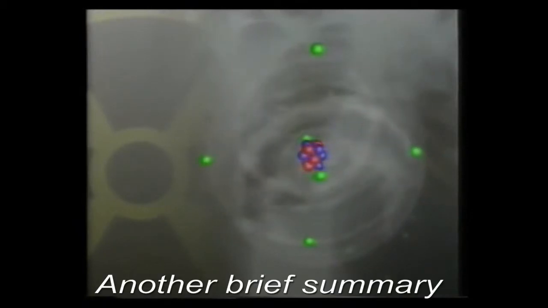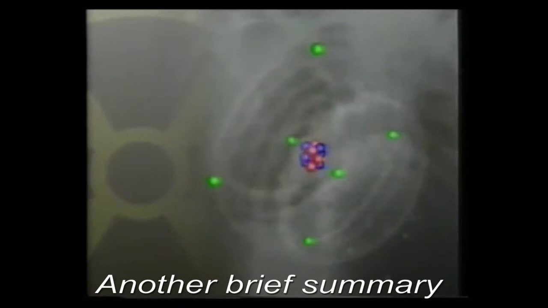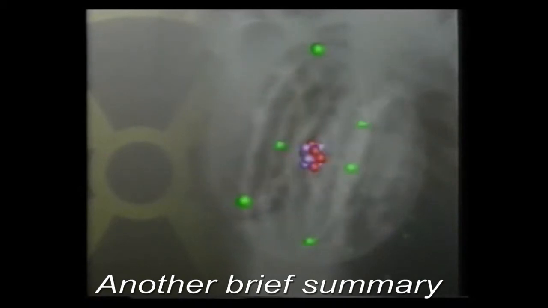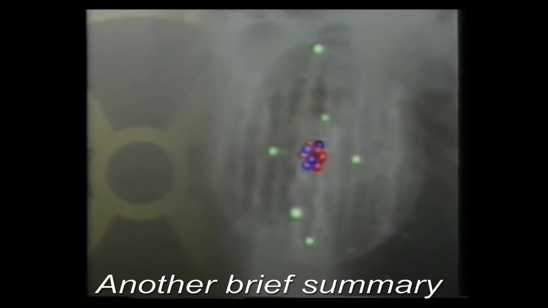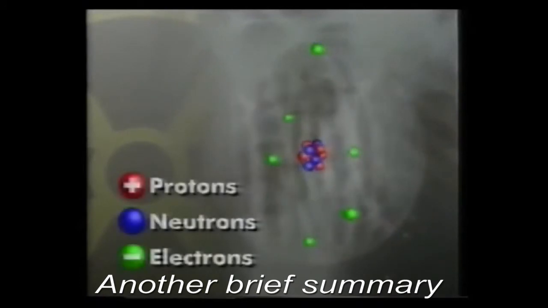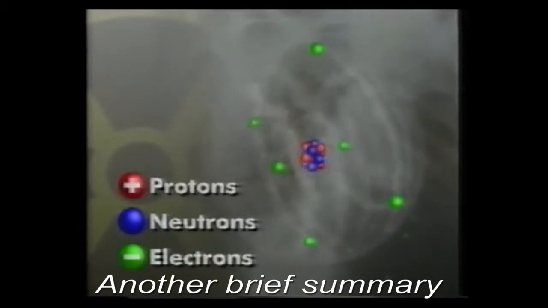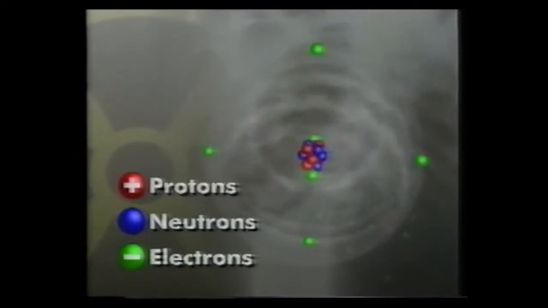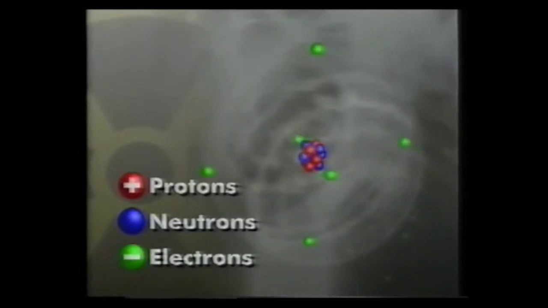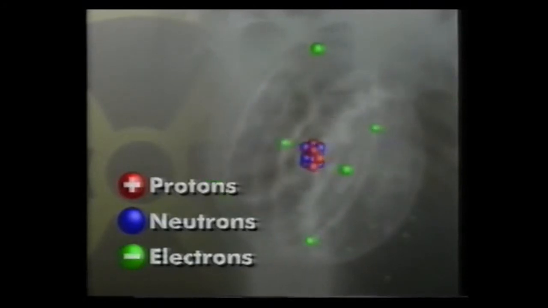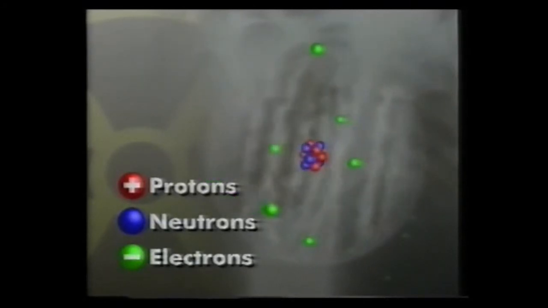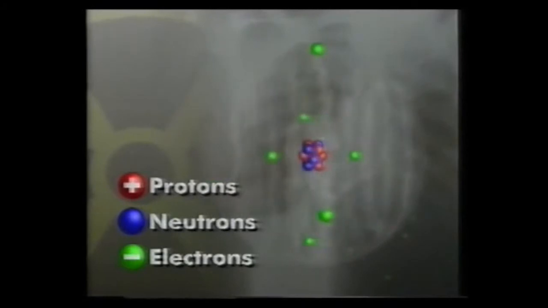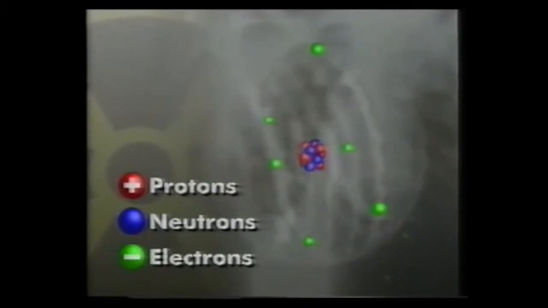A typical atom, this is an atom of the element carbon, has 3 types of particles: protons, neutrons, and electrons. The protons have a positive charge, the electrons have a negative charge, and the neutrons have no charge. There are the same number of protons as electrons, so the atom overall is uncharged.